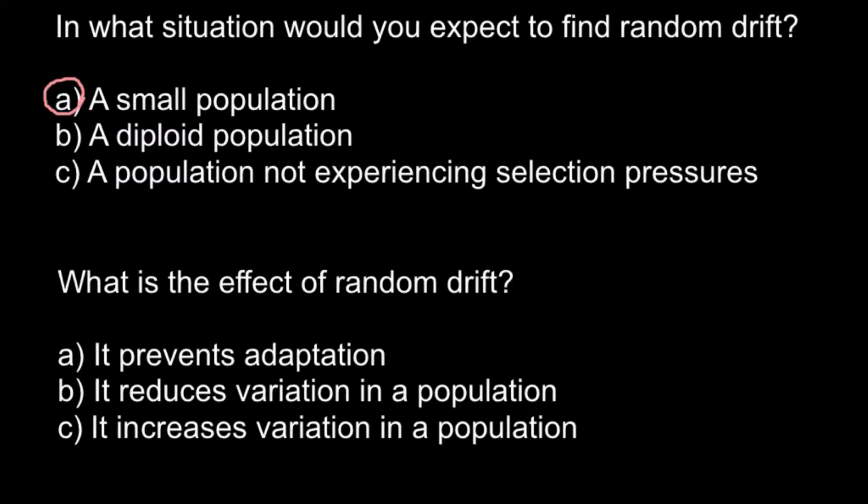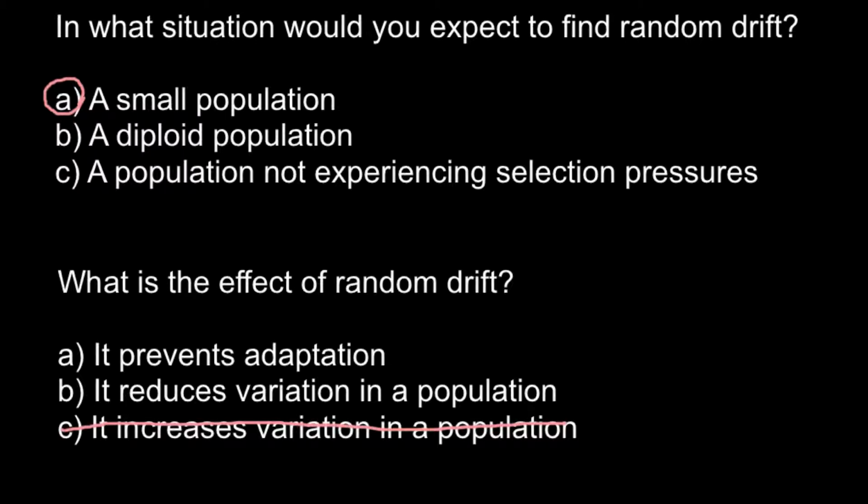What is the effect of the random drift? And three answers. It prevents adaptation, it reduces variation in population, and it increases variation in population. Of course, just due to random sampling, we won't get any new variation. We just can get different frequencies of the same alleles that we might have, just like the example with stones, black and white. We just can change frequencies, but variation wouldn't change. If we put in our basket only black and white stones, we wouldn't be able to choose red or green. So it doesn't increase variation in population, so answer C is incorrect.